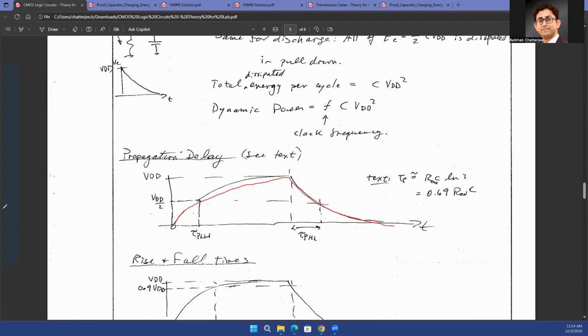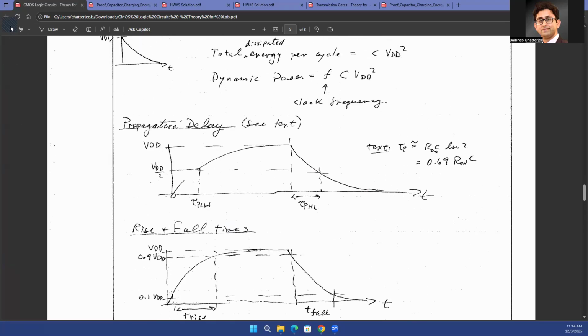Now, there are a few definitions of propagation delay. Again, that is a concept that might be known to some of you through other classes, but we are going to repeat it. Propagation delay is usually defined in terms of 50% propagation, or the time required to reach 50% of the full charging level. So if your full charging level is VDD, when do you reach VDD over 2 during charging? And when do you reach VDD over 2 during discharging? The distance between those two points is called the propagation delay.